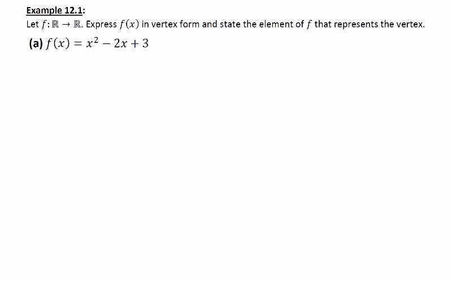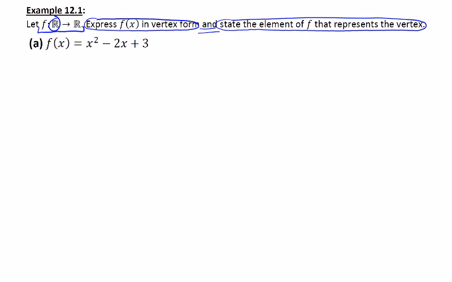In example 12.1, we are told that f represents a map with the domain of all real numbers mapping to other real numbers, and we are expected to express f of x in vertex form and state the element of f that represents the vertex. So we're being asked to do two things here with the equation for f, known as f of x.